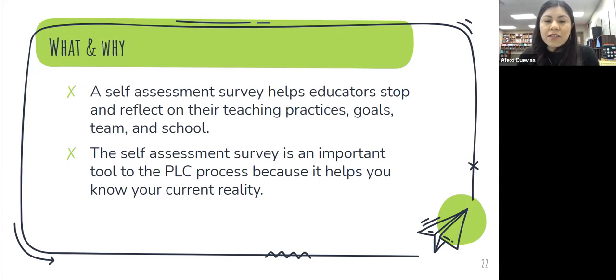A self-assessment survey helps educators stop and reflect on their teaching practices, your goals, your team, your school as a whole. And the self-assessment survey, it's an important tool to the PLC process. It will help you determine your current reality and what next steps you need to take.